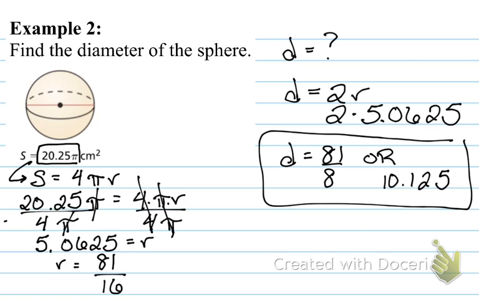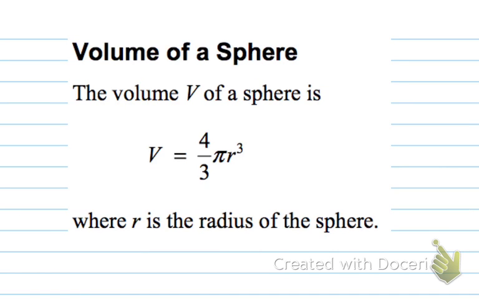Okay, surface area. Now volume. The volume of a sphere. Again, a sphere only has that one dimension, that radius. So the volume is equal to 4/3 pi r cubed. This equation comes from somewhere. It's not just out of thin air. It's just above us right now to figure out where that's from.